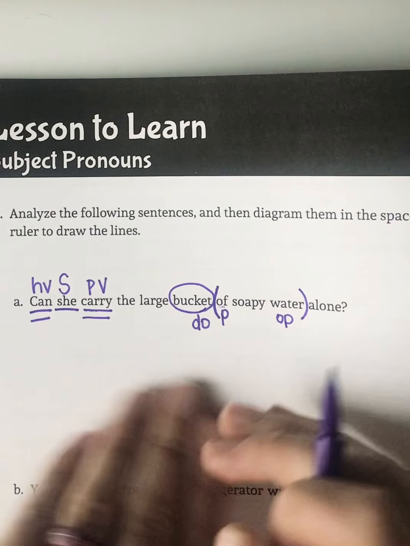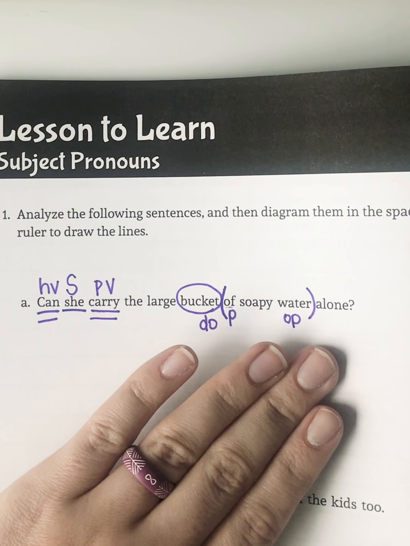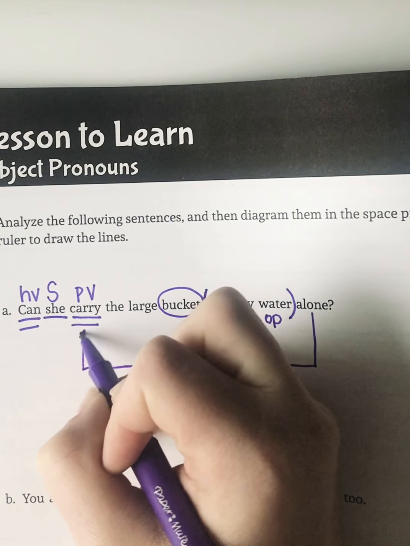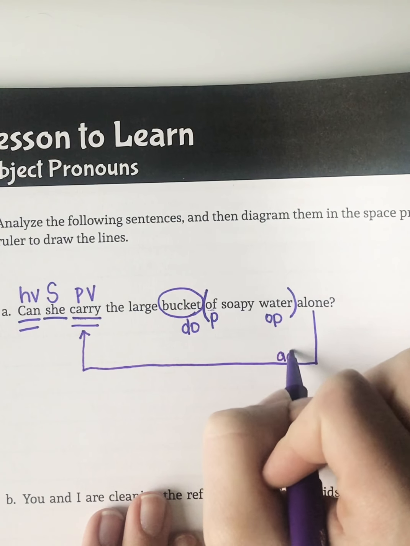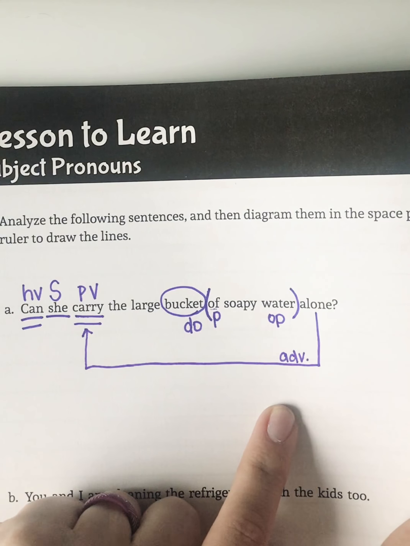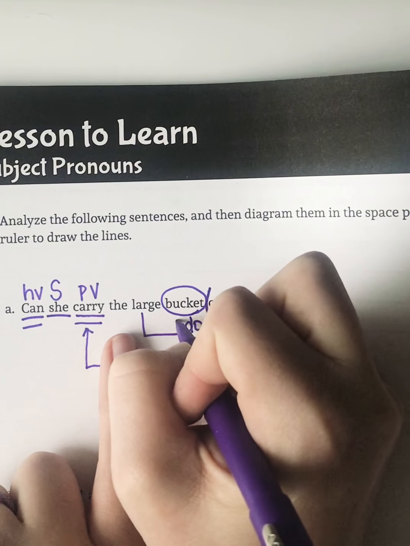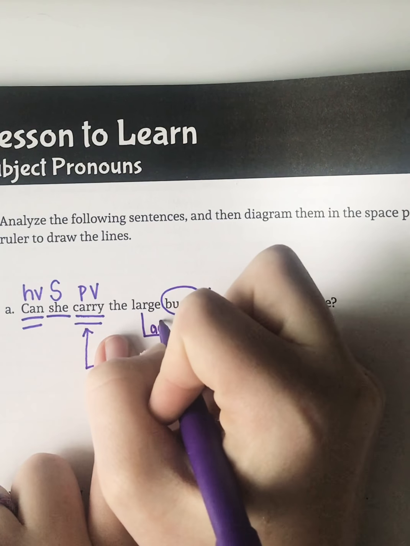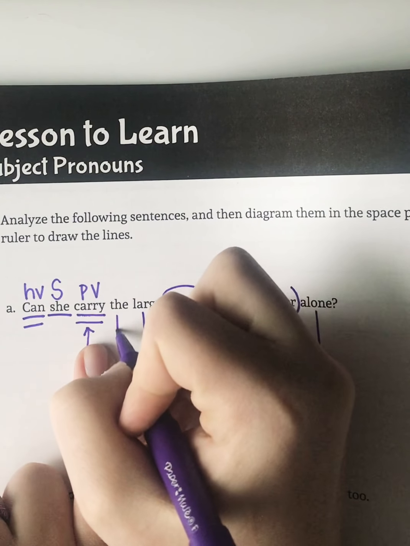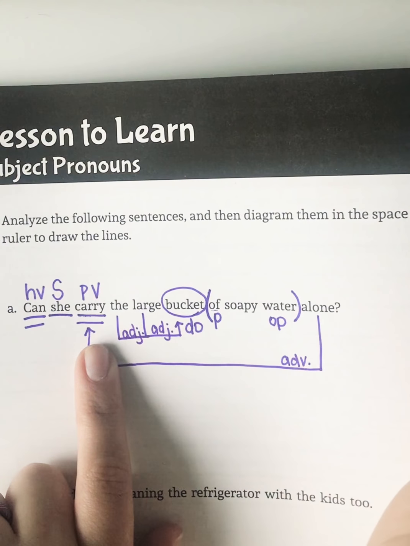Remember, we go from right to left. So alone. What question is alone answering? It is telling me how she carried, okay? It is an adverb. It is modifying a verb. So I'm going to mark it as an adverb. Large. Large is telling me what kind of bucket she carried. It is an adjective because it answers what kind, and it is modifying a noun. The is an article, which automatically makes it an adjective.